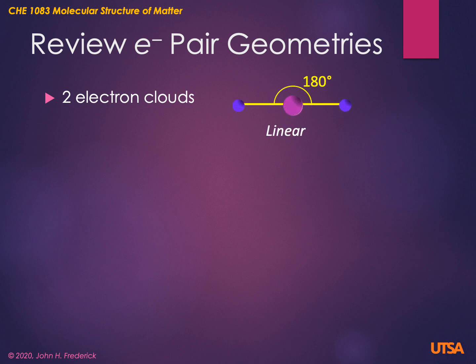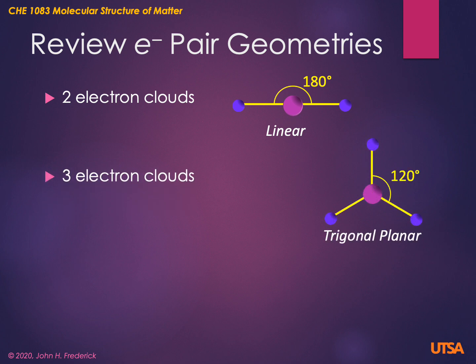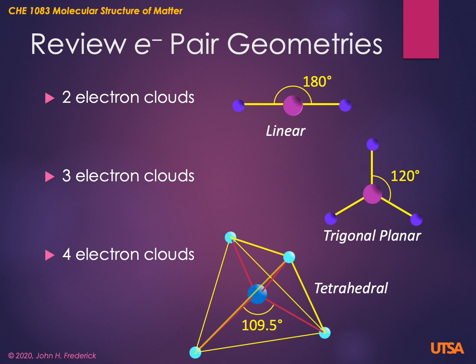If there are two electron clouds around a central atom, then the corresponding geometry or shape is linear. If there are three, then it is something we call trigonal planar. That is, the three atoms are distributed with an angle of 120 degrees between them. If there are four, then it forms a shape that we call tetrahedral because the four outer atoms are all forming the vertices of a tetrahedron.